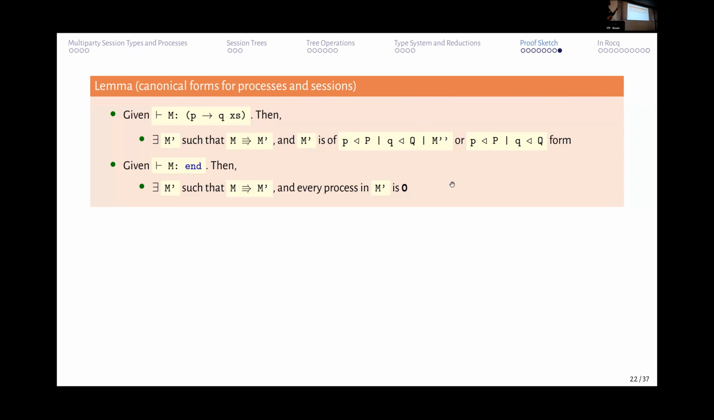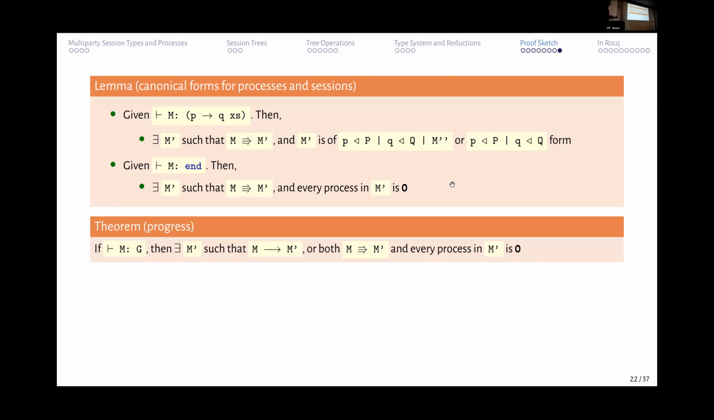some canonical forms for processes for sessions. This essentially just says that if you have a session that types with a global type tree, if the global type tree isn't an end, you can find P and Q. And if it's an end, the session sort of unrolls into an end. With that, you can prove progress, and the proof is quite simple.